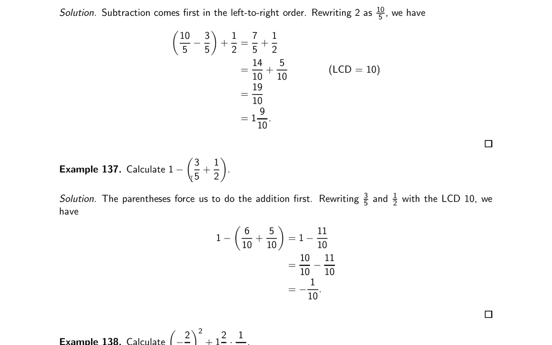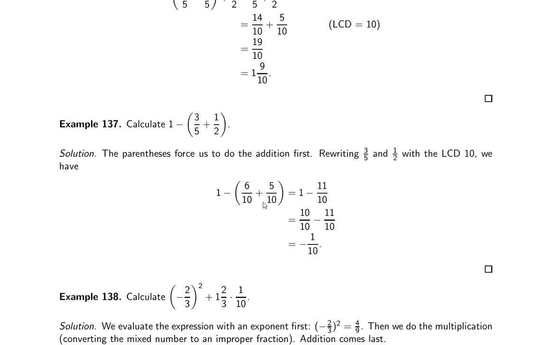Okay, but here the parentheses change the order of operations, so you have to do this addition first, take care of what's in the parentheses first. Okay, so working this out, it's 11 over 10, and then you do the subtraction at the end here to get negative 1/10.